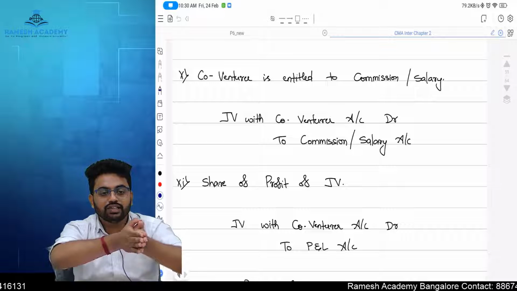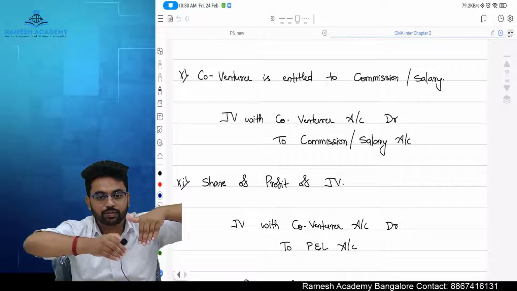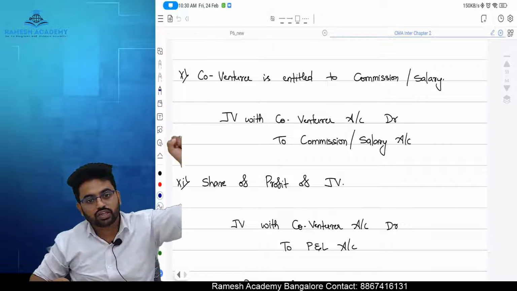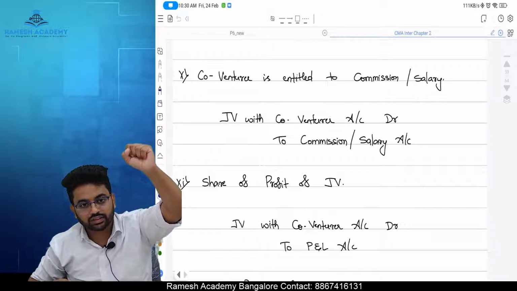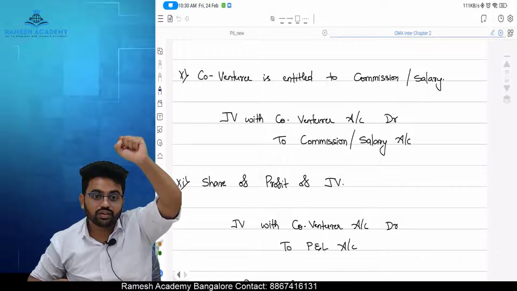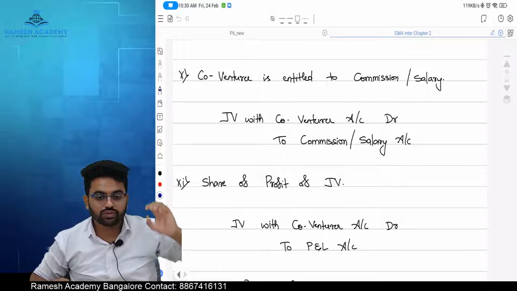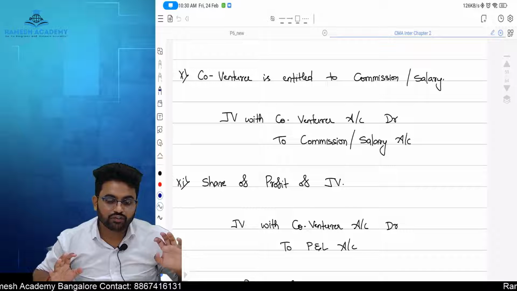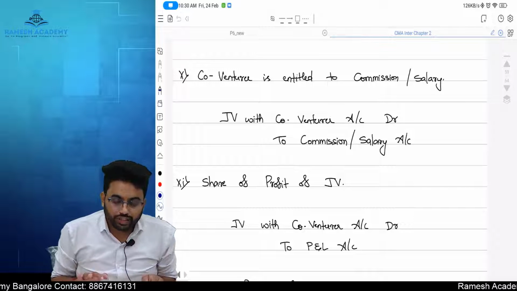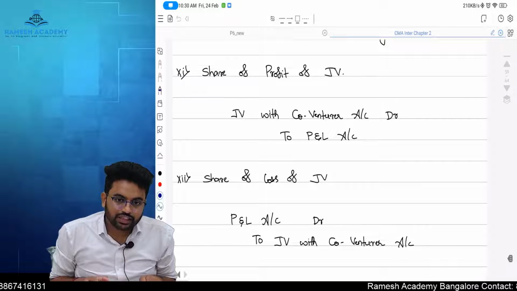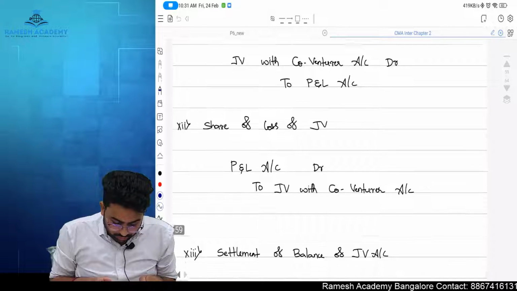That profit we will divide among all the co-venturers in the profit sharing ratio, and later that portion of profit will be brought by the co-venturers to their account which is maintained in their books, that is joint venture with co-venture account. So the profit portion, how it will be? Joint venture with co-venture account debit to P&L account. Okay. Later if it's a loss, it is P&L account debit to joint venture with co-venture account.